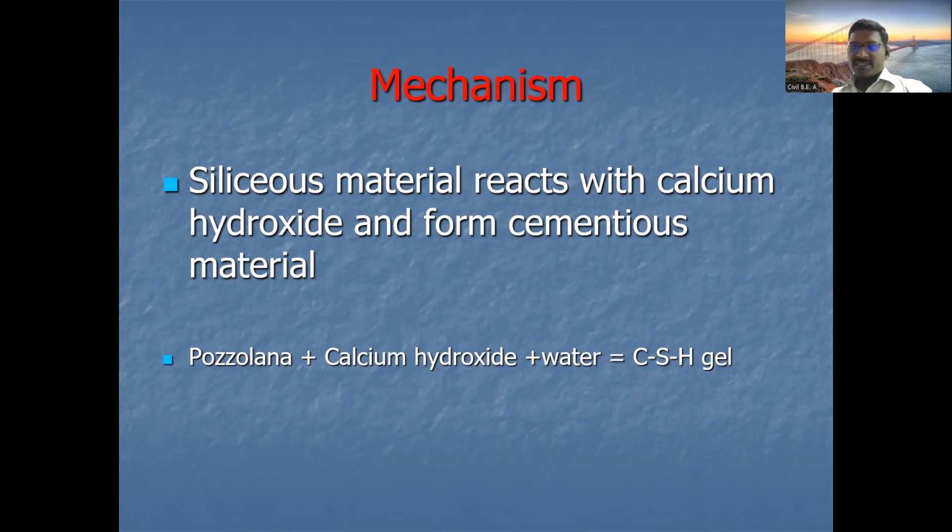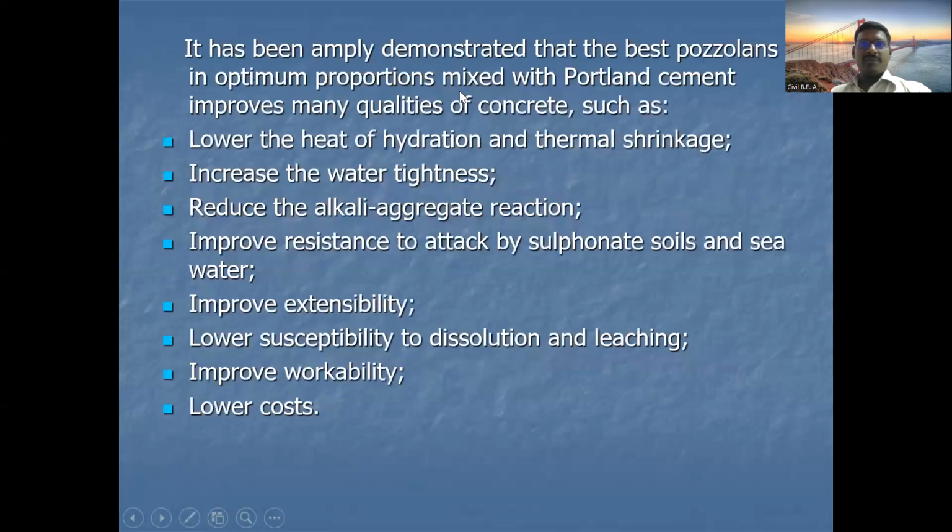So we are replacing the cement with fly ash. It means we are preparing a cementitious material, so that material we can use to replace the cement, and we can increase the strength of the concrete also. The siliceous material reacts with the calcium hydroxide and forms the cementitious material. If you see here, pozzolana plus calcium hydroxide plus water gives CSH gel. In this way the mechanism is formed.